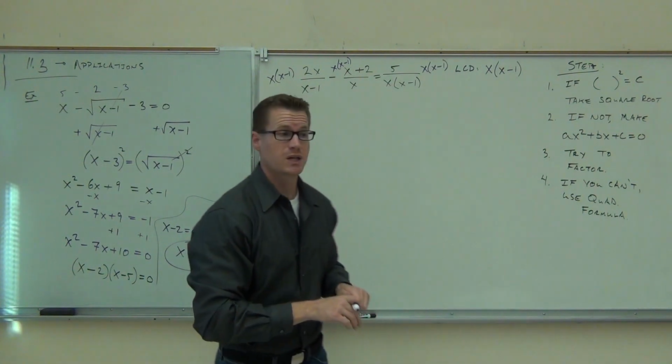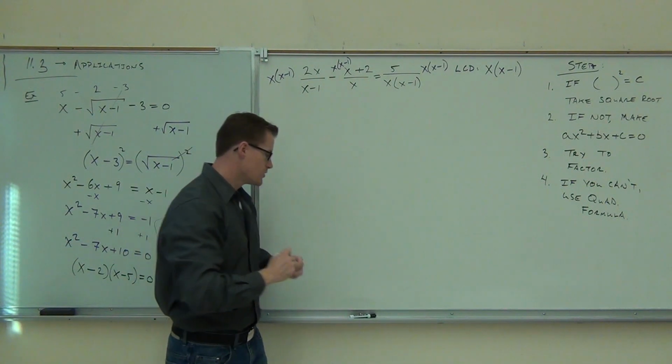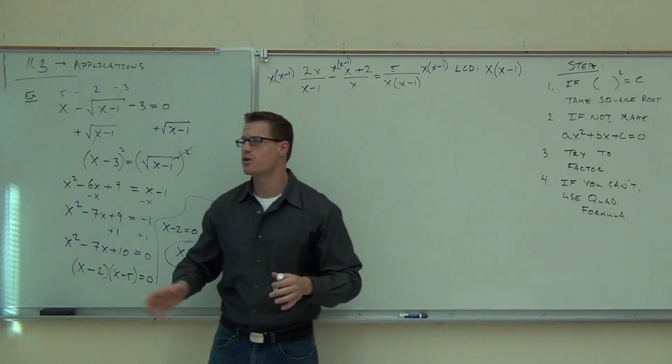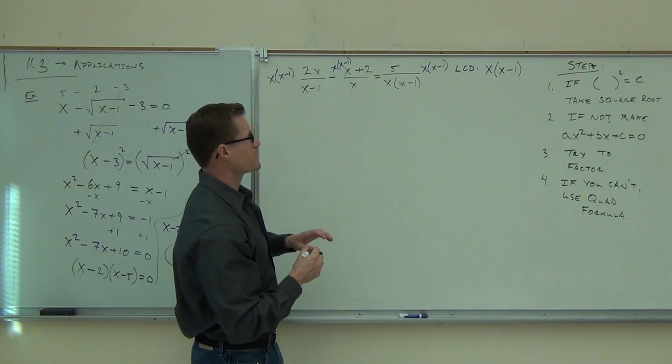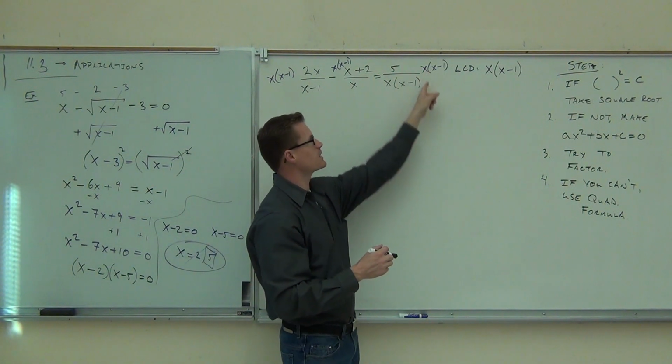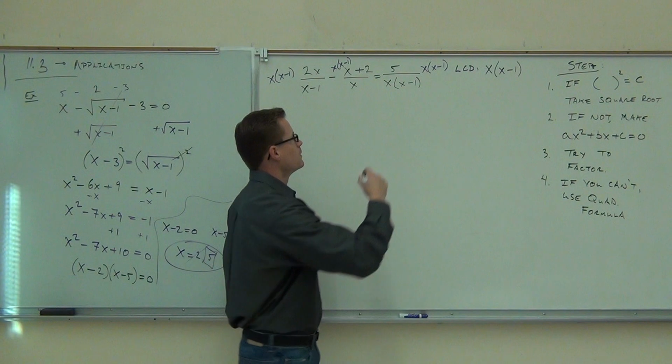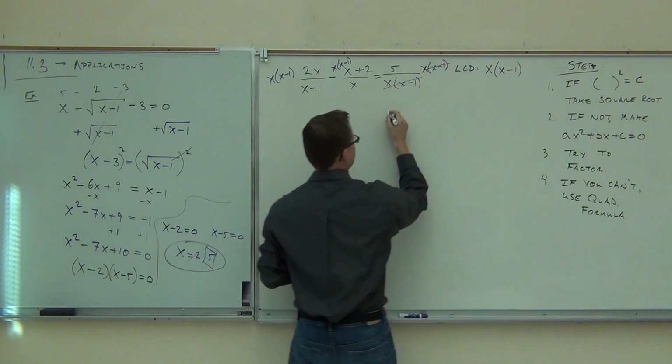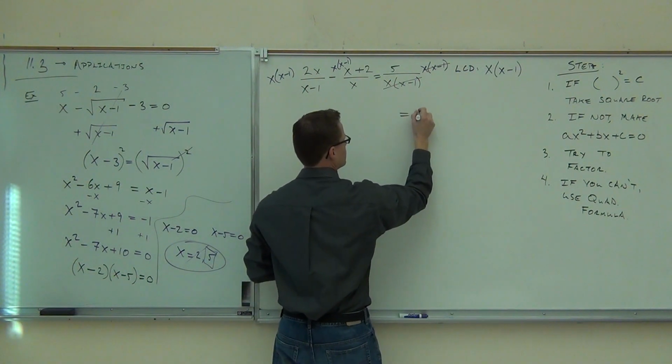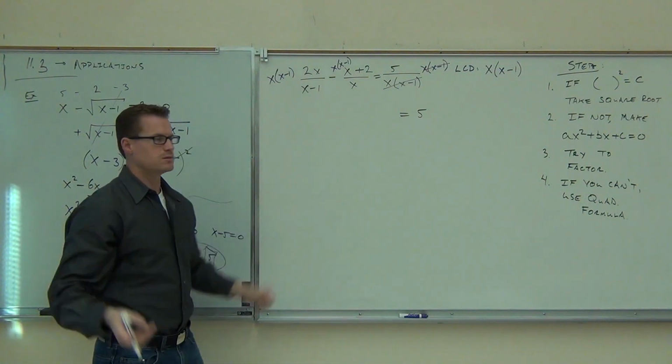That's the best part, because we get to eliminate all of our denominators. If you do this and you still have denominators, you've done something wrong. You should eliminate all of them. Let's work on the easy side first. What happens over here? What are we going to get out of this whole thing? 5. Yeah, it's gone.